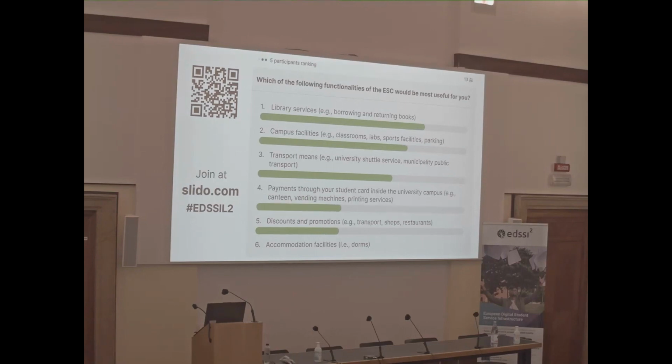Okay, so mostly the library services, campus facilities, and then the transport. This is, I think, what we've been talking about for the last days as well. It's mostly the on-campus things that are often provided by the university, or a body that's closely linked to the university. Okay, very good.